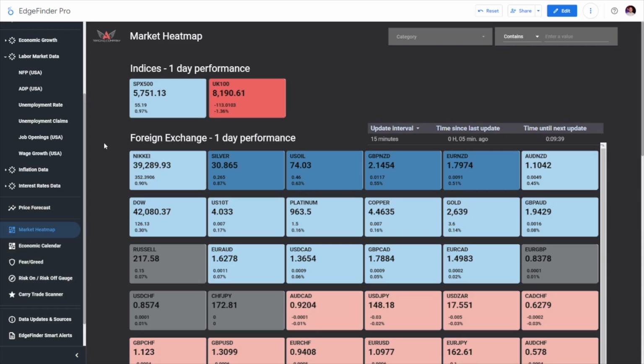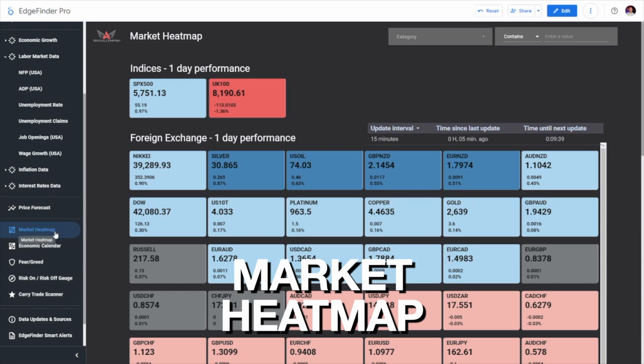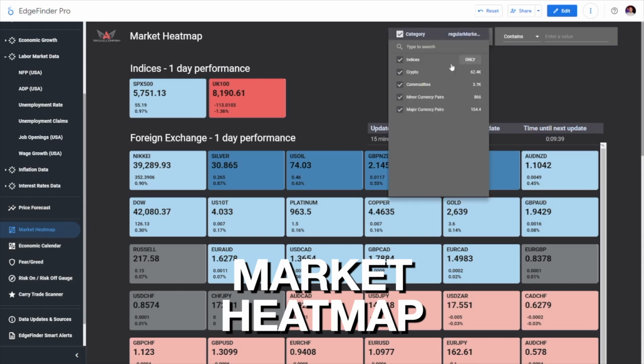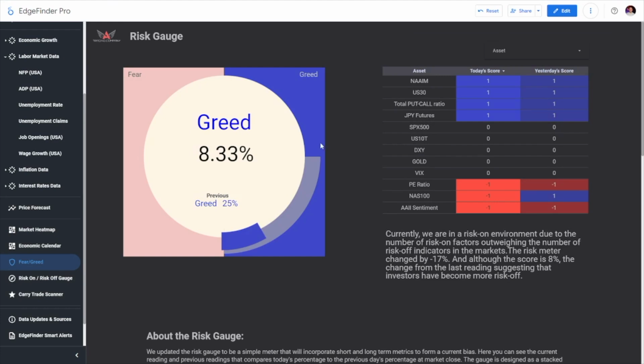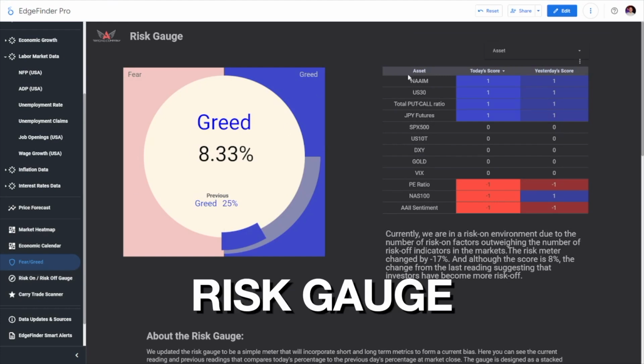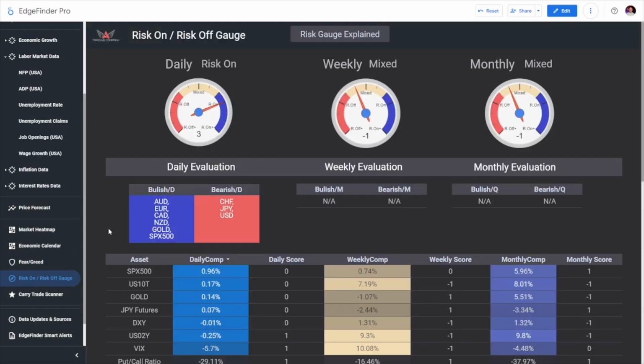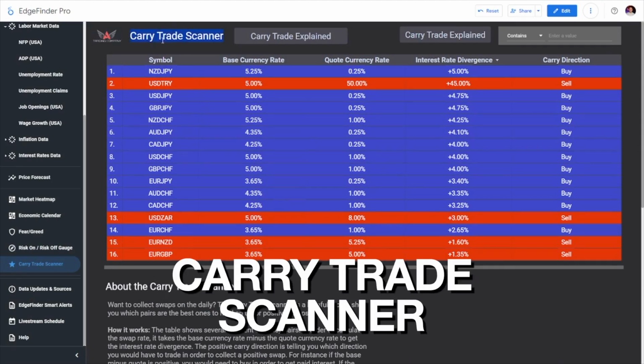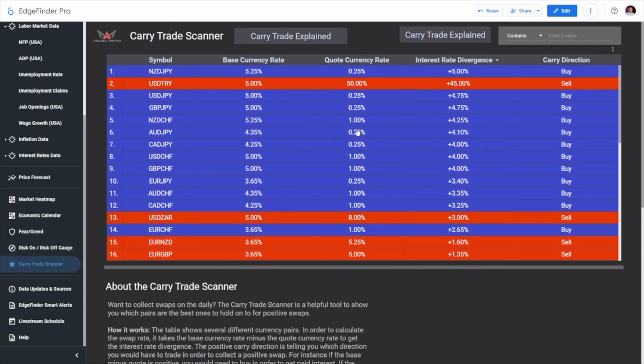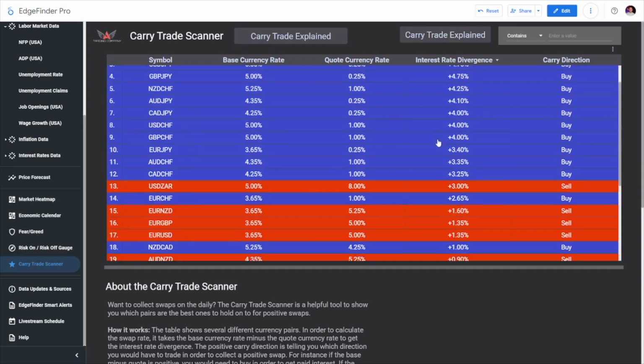And now in this final chapter, we'll go through some bonus round stuff with the EdgeFinder. The EdgeFinder also has its very own market heat map. You can of course also select by category here. We built our own risk gauge or fear and greed gauge, which looks at multiple different assets and charts to get an idea of whether or not risk on or risk off is prevailing. This is also visible on our risk on, risk off gauge. For currency traders, we also have a carry trade scanner, which allows traders to look at all the different central bank interest rates and the possible positive or negative swap opportunities that are in the market currently.